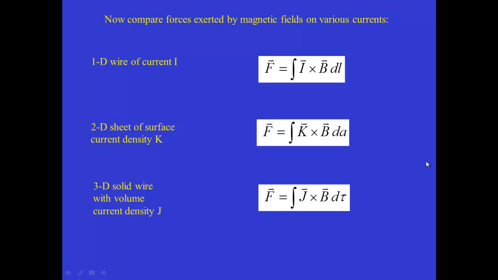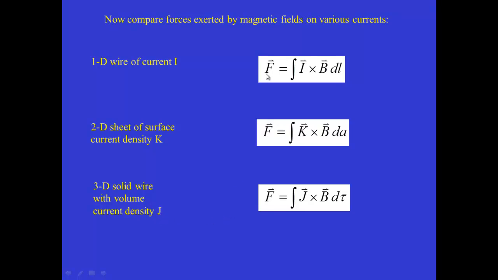In our last episode, we finished by writing down the expression for the force that a magnetic field produces on three different kinds of currents, depending on whether we had a current in one dimension, a thin wire, or a current spread out over a sheet, which is characterized by a current per unit length, K, called the surface current density, or in a three-dimensional conductor, like a solid wire, where the current is spread out over an area, which we call the volume current density, J.